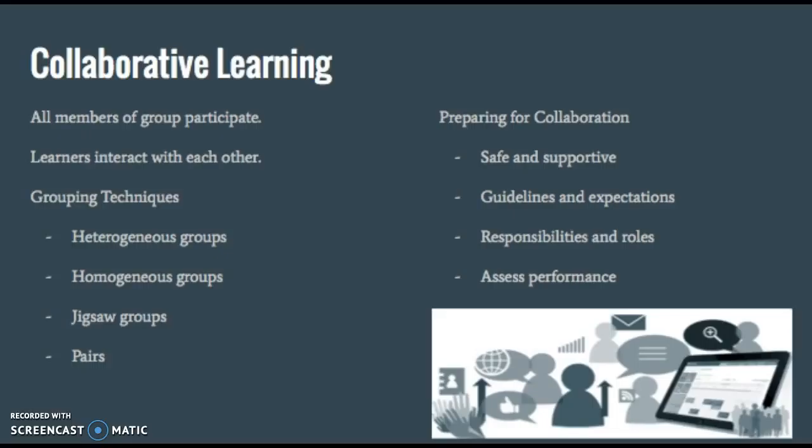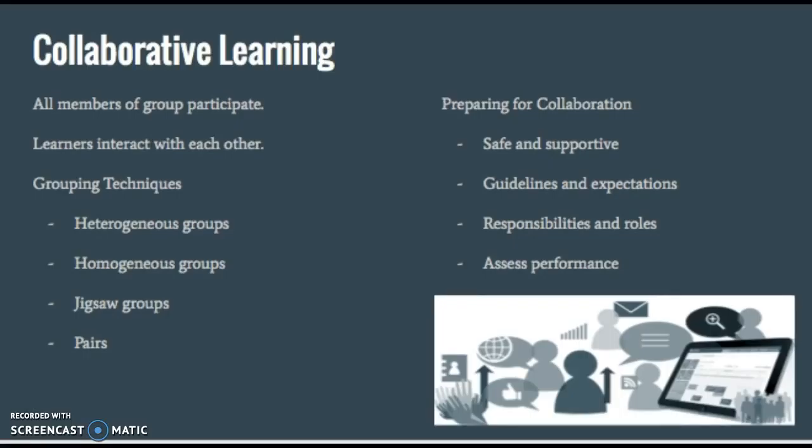Some grouping techniques can include heterogeneous groups, homogeneous groups, jigsaw groups, and pairs. Heterogeneous groups are grouped by their differences in skills and/or knowledge. Homogeneous groups are learners that are grouped by their similarities in knowledge, skills, or simply by the group's unique task. Jigsaw groups is a method commonly used to have learners work cooperatively, and each group member is assigned a unique task. The goal is for the learners to present their findings to one another. Fourth, and lastly, pairs. Learners are paired to work together on an activity. The instructor can pair the learners, or the learners can self-select.